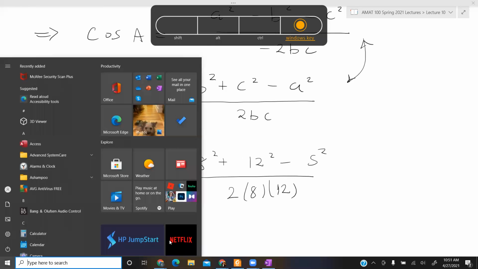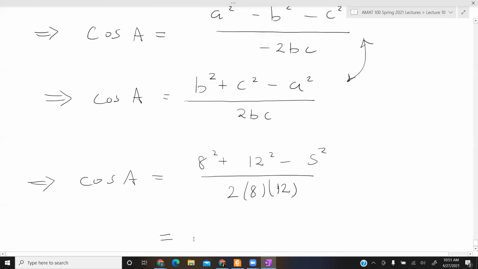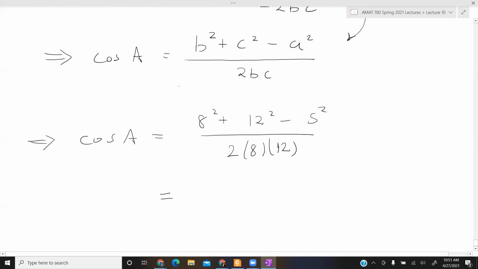And if you simplify this, you'll get 183 over 192. If you're interested, this is approximately 0.953125 for what it's worth. Oh, actually, no, it's exactly equal.